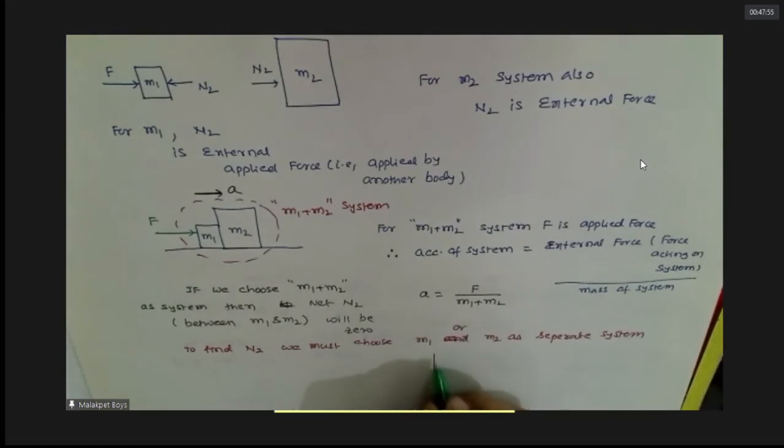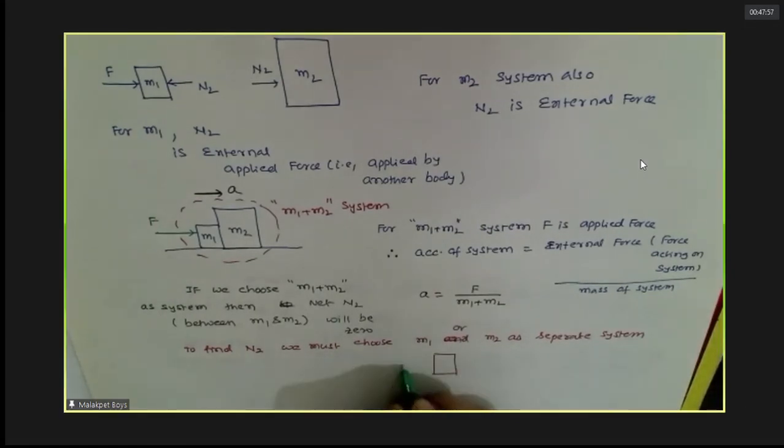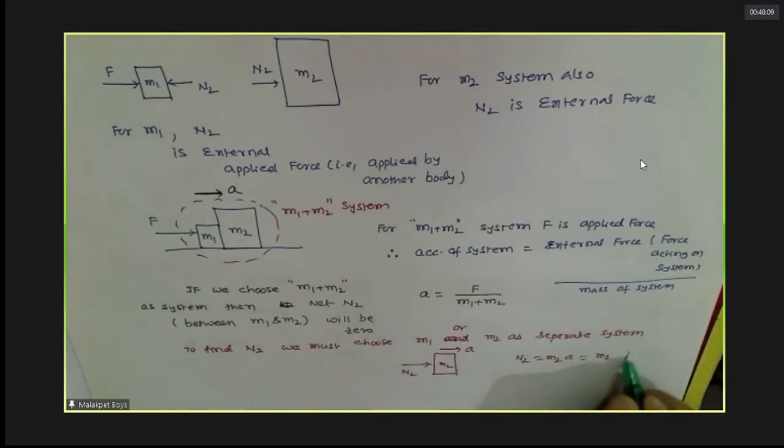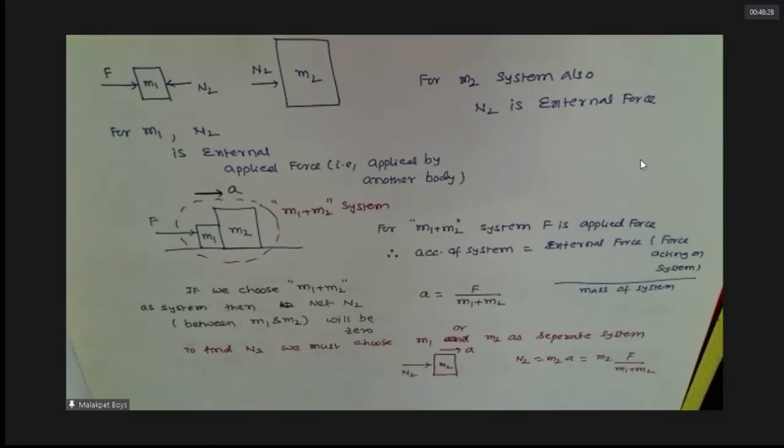Now, suppose I choose only this one. Suppose it's the acceleration of this. What do you have? N2 equals M2A. That is M2 into F by the total mass, you get the same thing as before. I'm just explaining how to choose systems. System means the way you choose, that's all. Clear? Yes, sir.